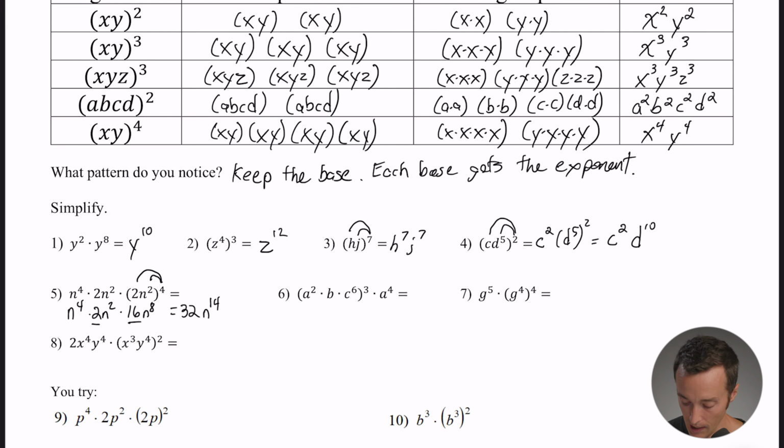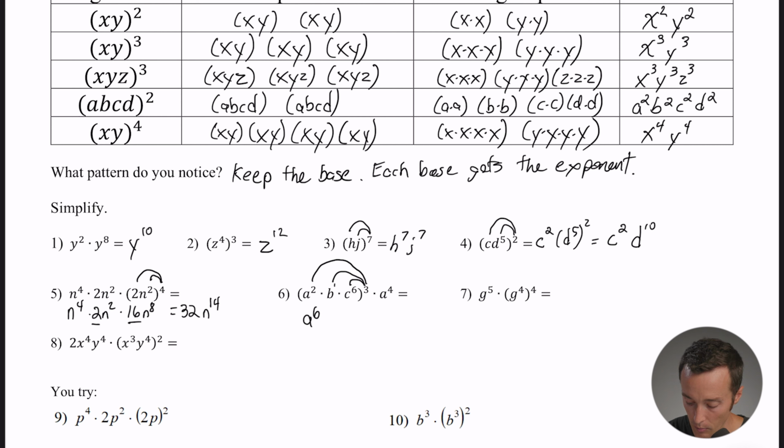Look at number 6. A squared times b times c to the 6th power, and that whole thing to the 3rd power. And then when we're done with that, we got to multiply it times a to the 4th. Okay, this really isn't that bad. If you really start to look at this and realize, okay, each one of these guys is going to get the 3rd power. So if it doesn't blow your mind too much, I'm going to simplify that as a to the 6th, right? Because 2 times 3 is 6.